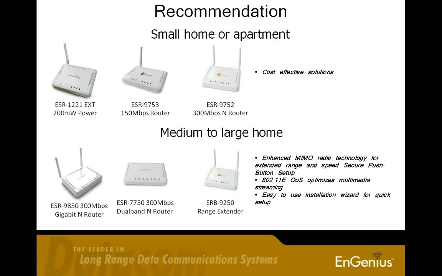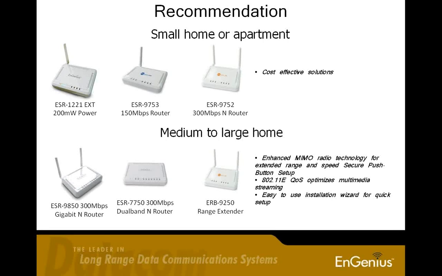Another way to have long range is using 802.11n technology. We have the ESR 9753, which borrows some of the 802.11n technology. Then we have an ESR 9752, which is an N-spec router. For medium to large homes, we recommend the ESR 9850 300 megabit gigabit N router and the ESR 7750 300 megabit dual band router.